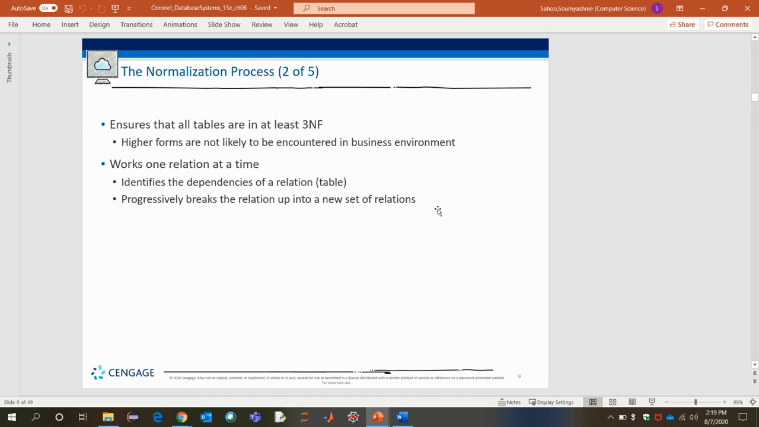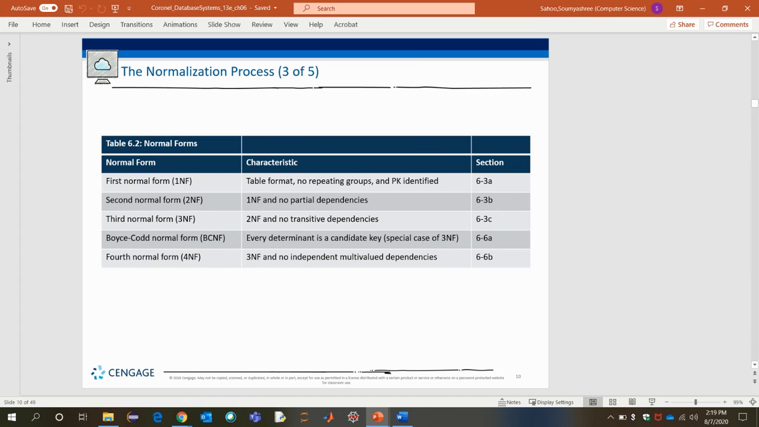We have to make sure that at least our tables are in third normal form. After that you can move over to BCNF or fourth NF, but minimally you need to have third normal form. So let's go to the normal forms now. Here we are going to emphasize these 5 normal forms: first normal form, second normal form, third normal form, BCNF, that is Boyce-Codd normal form, and fourth normal form.